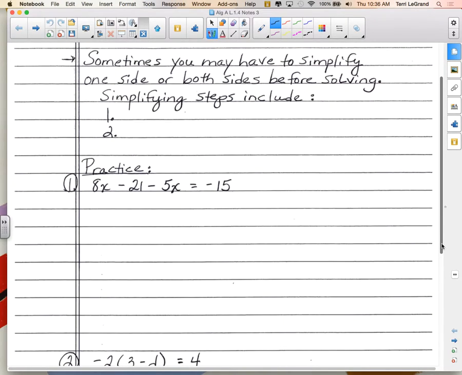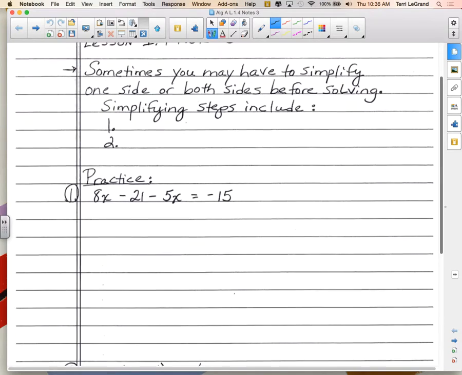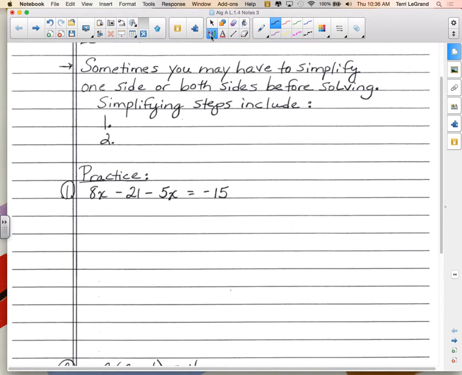What were those two simplifying steps we talked about yesterday? What's one of them? When we did the multiplying. What's that called? Distributive property. So let's remind ourselves that one of the ways to simplify is by using distributive property, multiplying over addition or subtraction. It's a very useful property that we are going to use a lot.